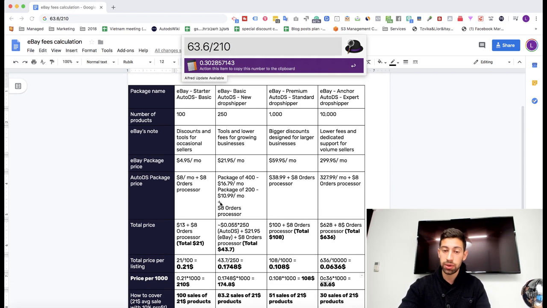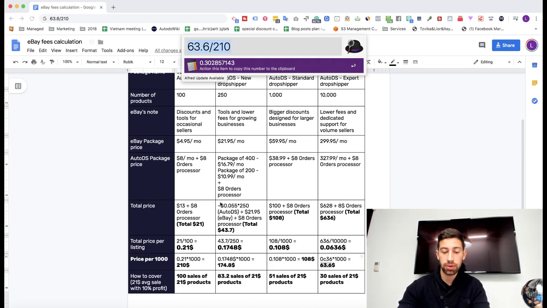Let's compare it to the premium store. So if I compare it to the premium one, I will do 63.6 divided by 108. It will be around a 40% discount for this package. Now let's see what I'm trying to say here.